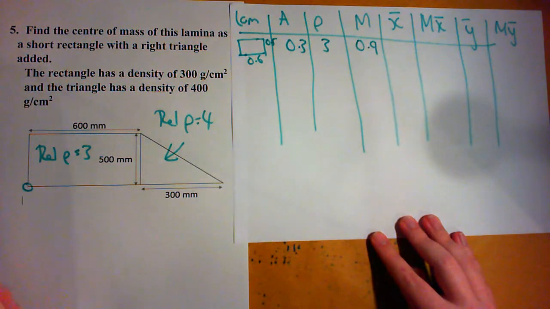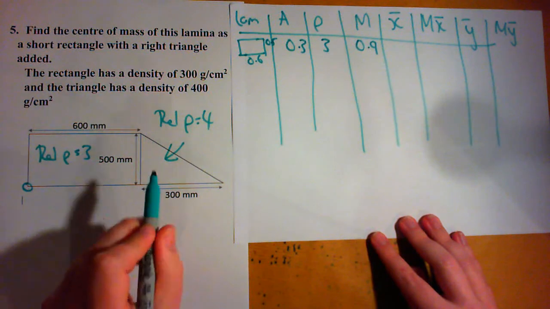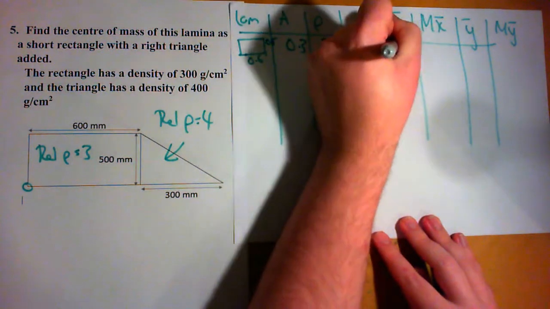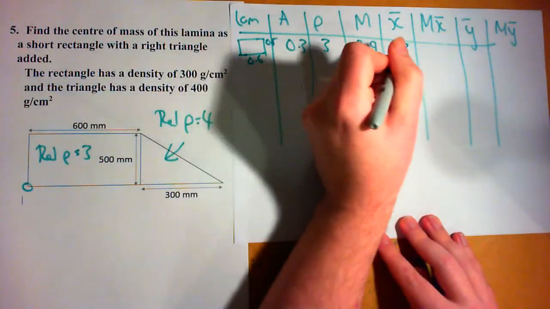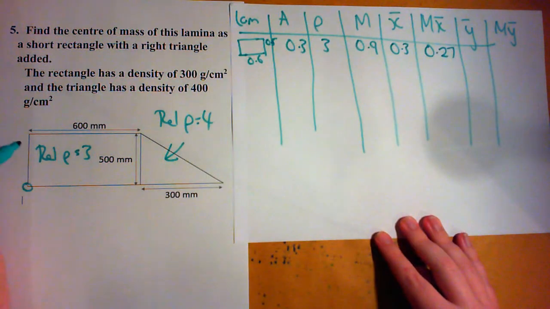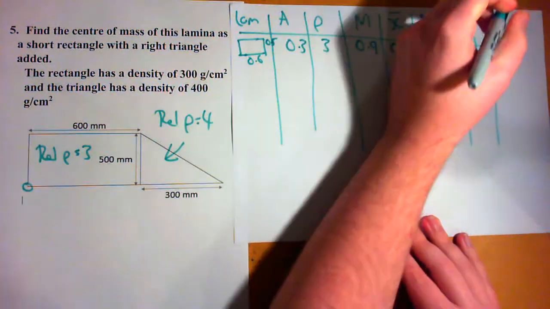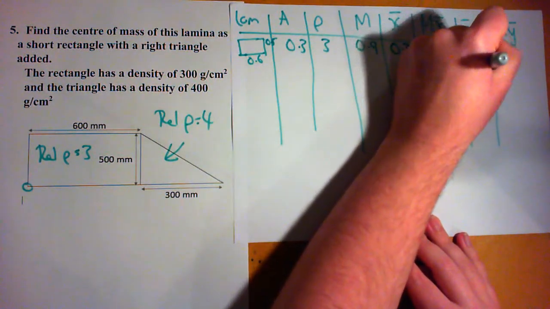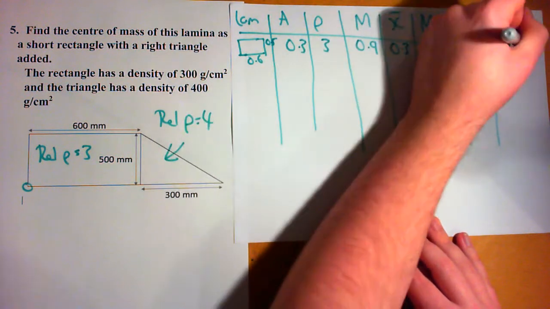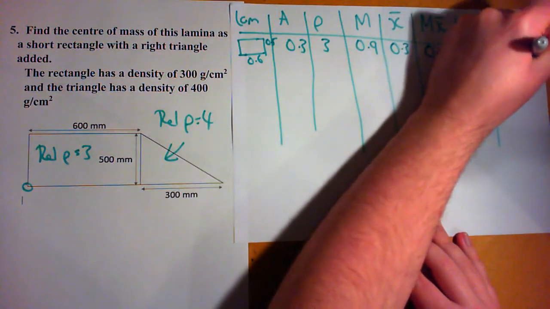Let's take our origin to be the lower left corner. X bar for the rectangle is going to be half of 0.6, which is the width of the rectangle, giving us 0.3. M times x bar is 0.9 times 0.3, which is 0.27. And for the rectangle, y bar is half of 0.5 metres, which is 0.25 metres. And m times y bar is 0.9 times 0.25, giving you 0.225.